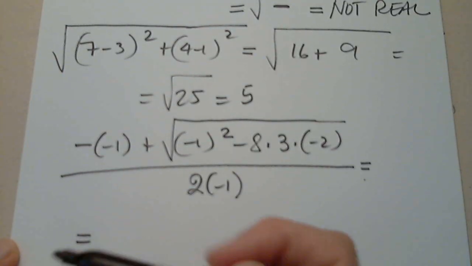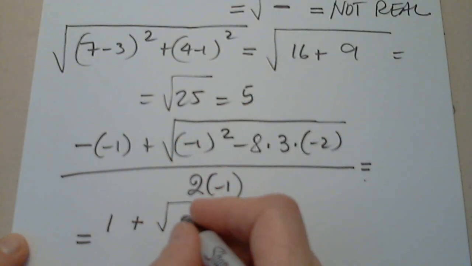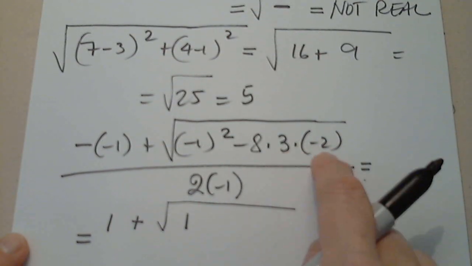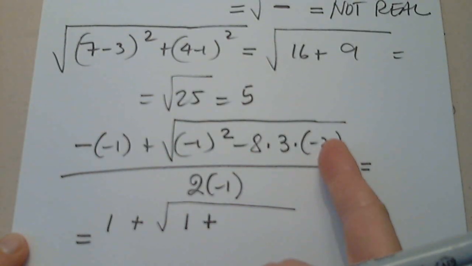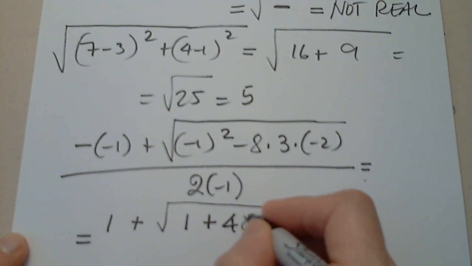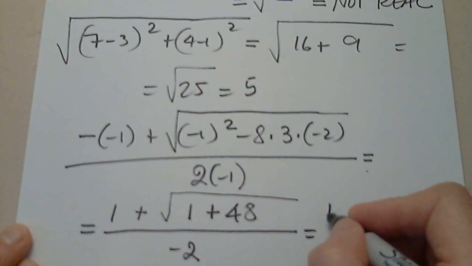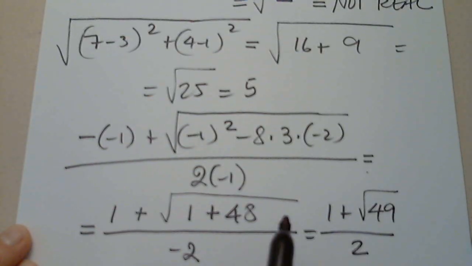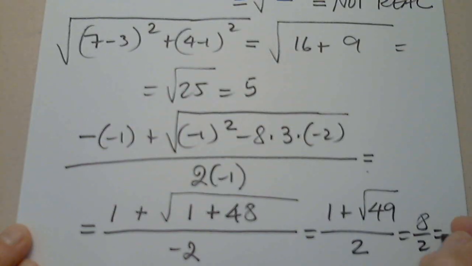So the opposite of negative 1 is 1, plus negative 1 squared, which is 1. But here I have a product with negatives. So 3 times negative 2 is negative 6, and negative 8 times negative 6 is 48, so this sum will be positive. Everything divided by negative 2. Finally, 1 plus the square root of 49 over 2. The square root of 49 is 7. 8 divided by 2 equals 4.